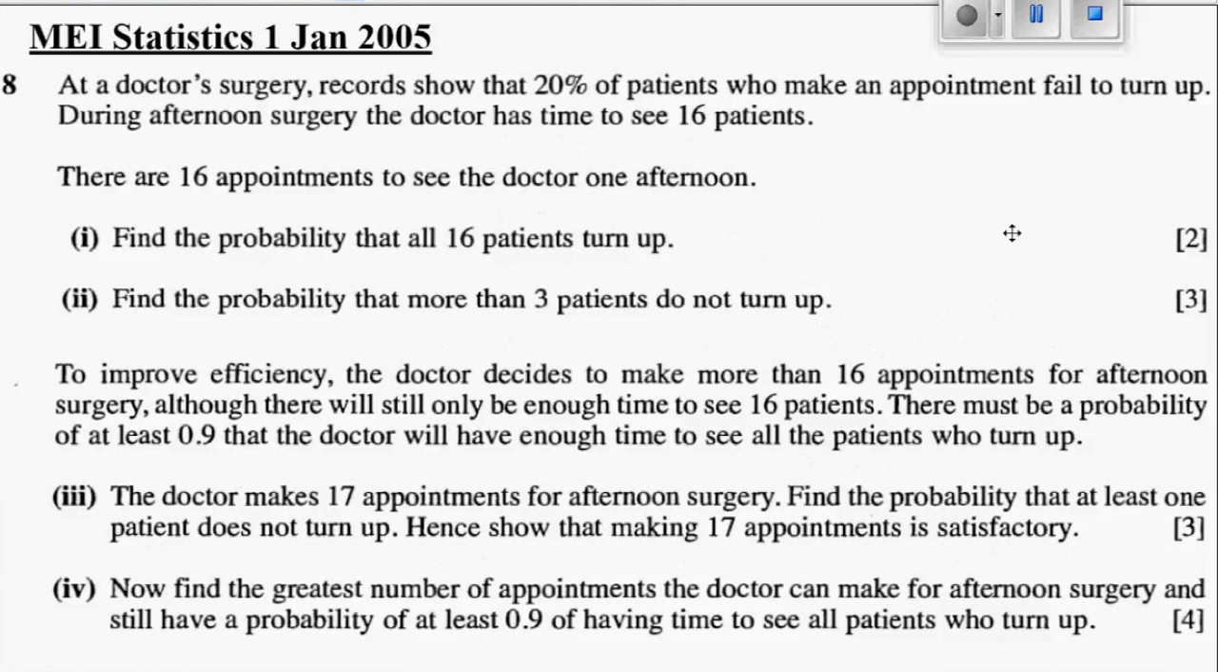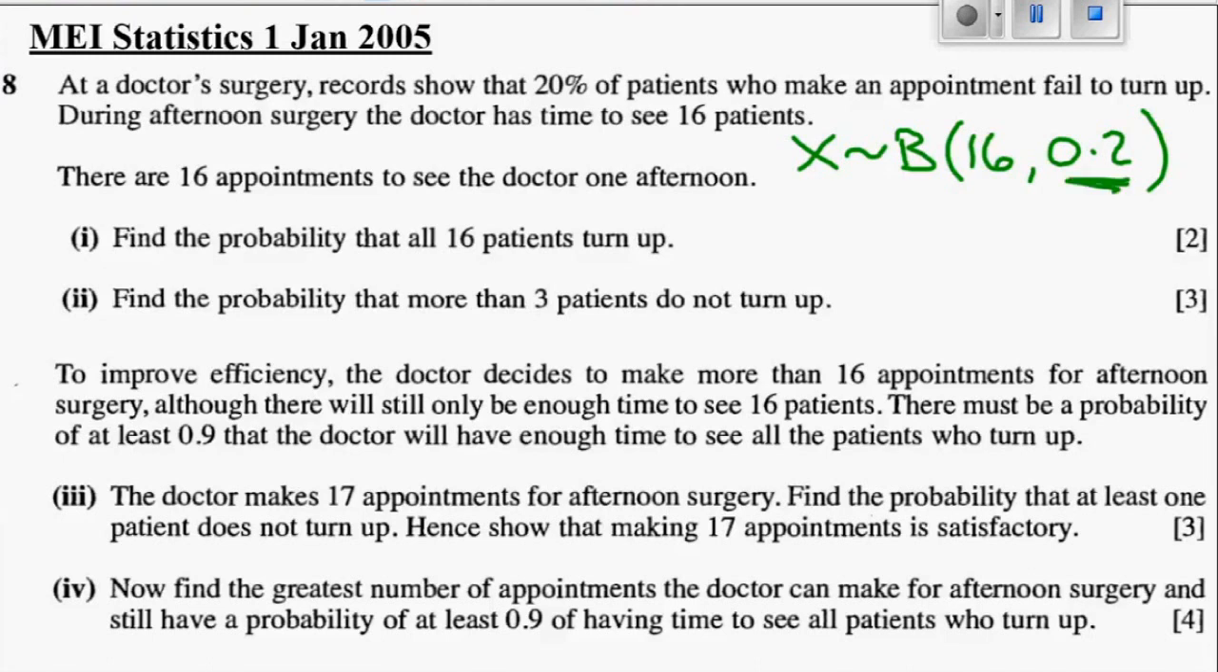So here's an exam question taken from the MEI paper. We've got a doctor's surgery, and the records show that 20% of the patients who make appointments fail to turn up for their appointment. During an afternoon surgery, the doctor has time to see 16 patients, so we've made 16 appointments. Find the probability that all 16 of our patients turn up. So the first thing to do is state that I realise this is a binomial distribution. N is 16, the number of people. The probability is 20%, so that's going to be 0.2. And question 1, find the probability that all 16 patients turn up.